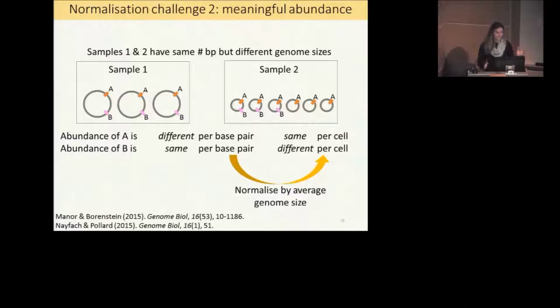We normalize, my favorite word, by the average genome size in this case, and that will give us counts per cell instead of per base pair, which will give us the same abundance for gene A and a different abundance for gene B. And I'm just giving you a brief overview here of these topics. So for more, I encourage you to go check out these papers. I'll have references at the end as well.